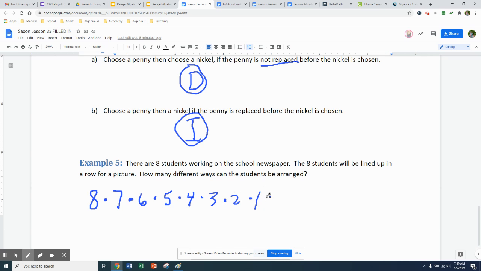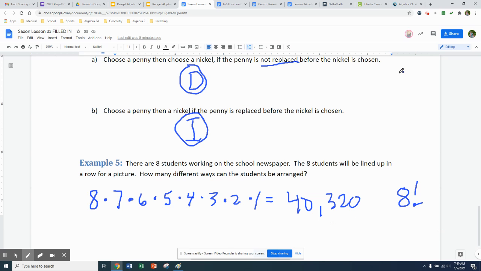And I can multiply all those out. And I get 40,320 ways that they can be arranged. And this is a very common pattern in probability, when you multiply consecutive numbers going all the way down to 1. And that's called a factorial. So really that would be 8 factorial.